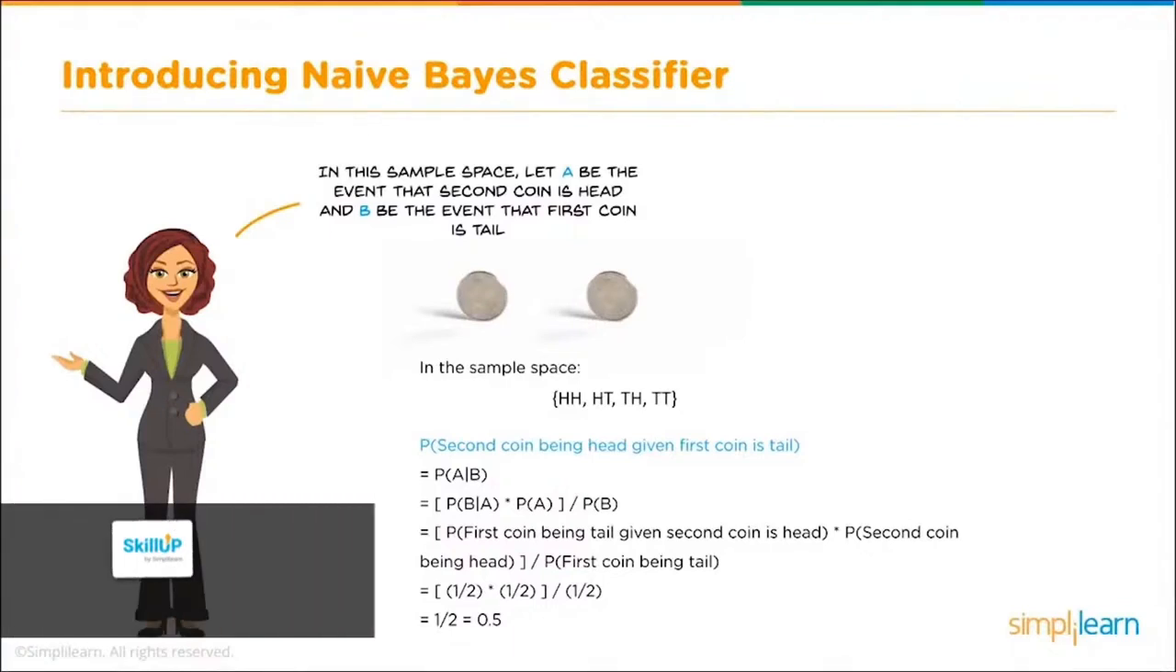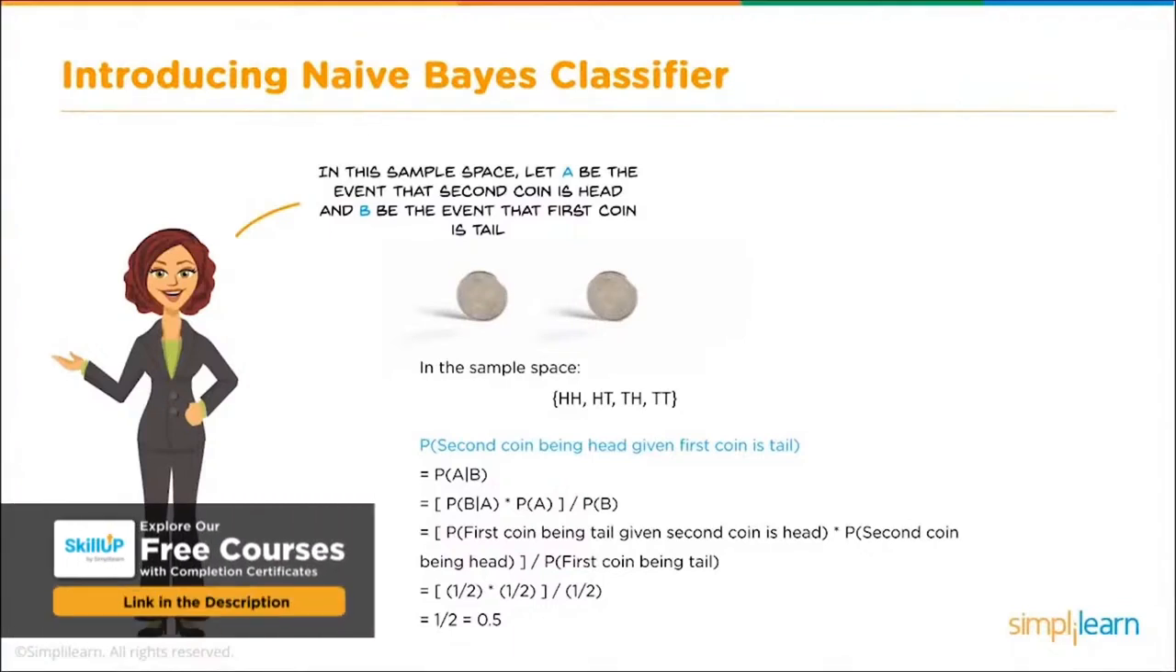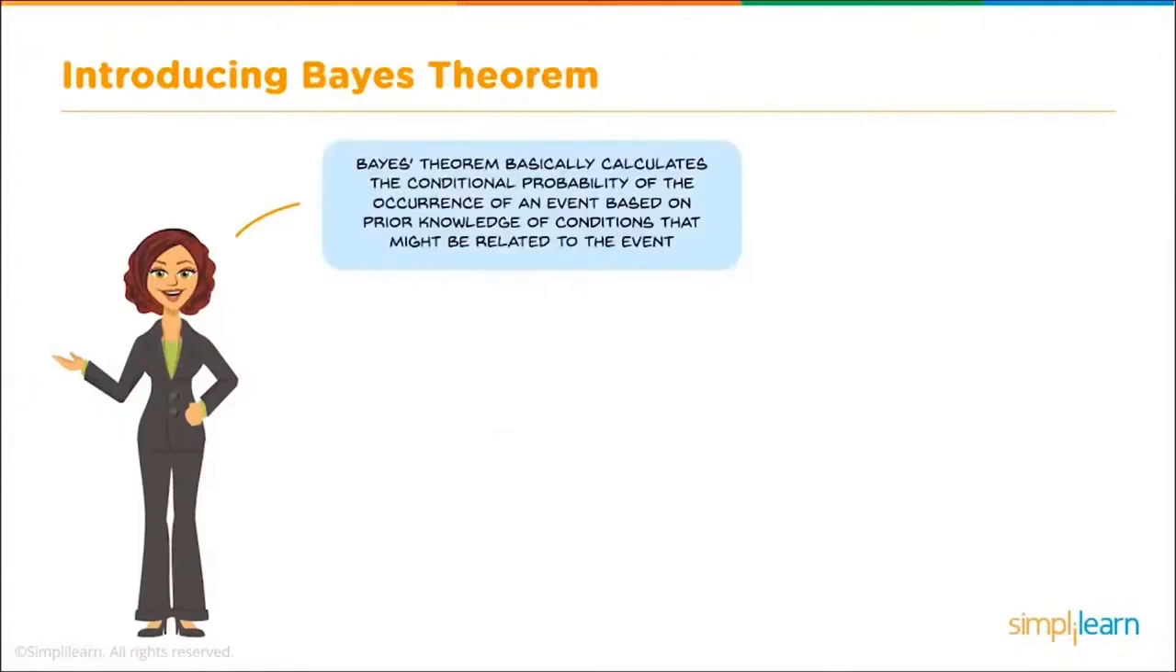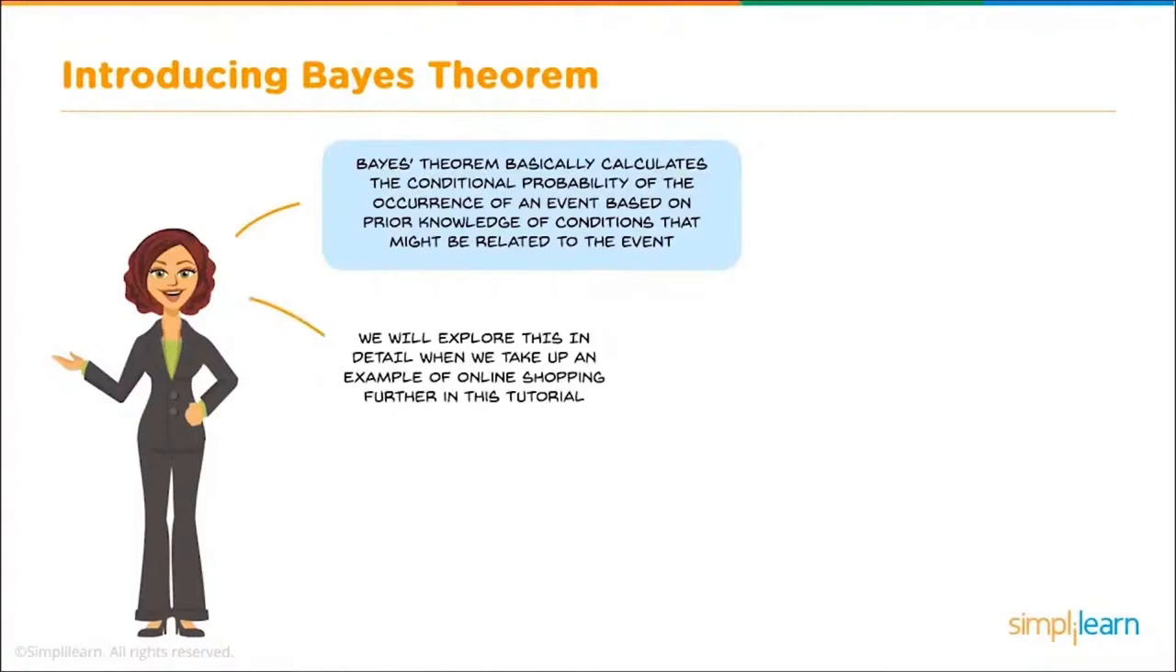You can see it's a simple formula to calculate. We have 1/2 times 1/2 over 1/2, which equals 0.5, or 1/4. So Bayes' theorem basically calculates the conditional probability of the occurrence of an event based on prior knowledge of conditions that might be related to the event. We will explore this in detail when we take up an example of online shopping further in this tutorial.